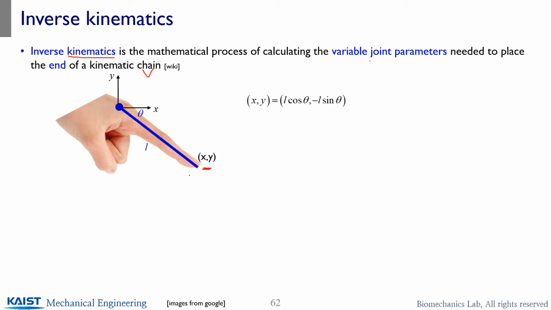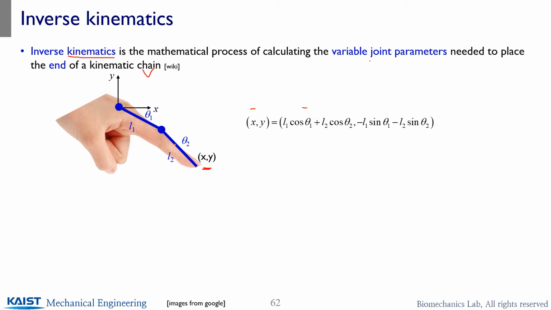For example, if you only have a single segment, it's a pretty simple one-to-one matching. Once your theta is defined, your x is defined, and your y is defined as well. Suppose you have two segments, two joints of your body, that generate this fingertip position x and y. That means theta 1 and theta 2 will generate such a motion. So you have more joint parameters than the end effector, right?